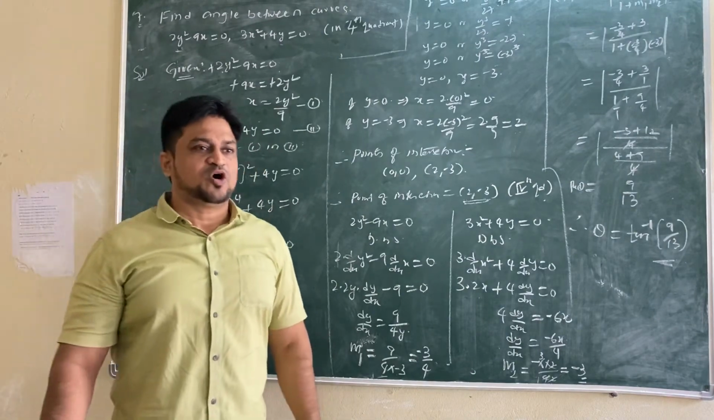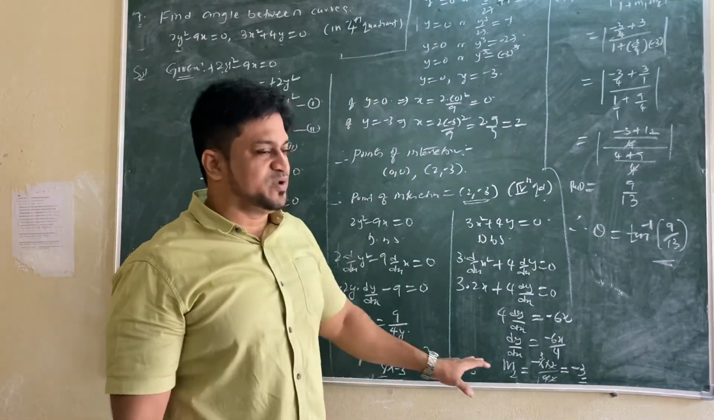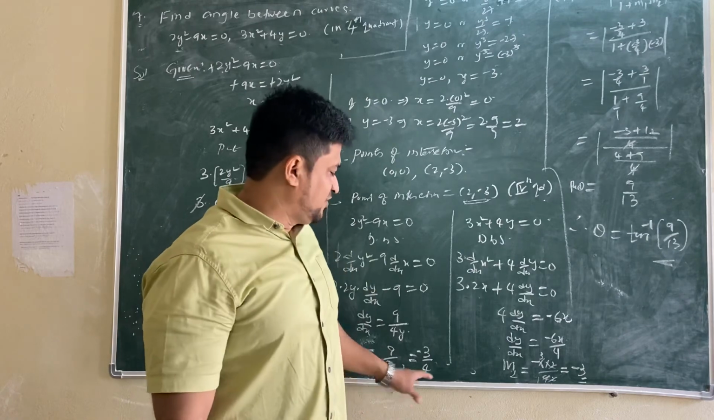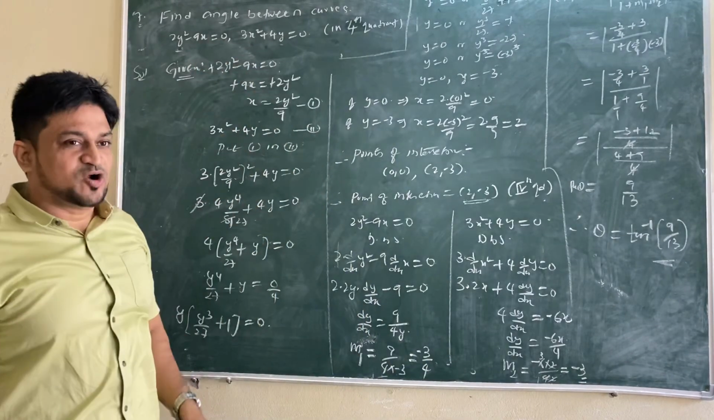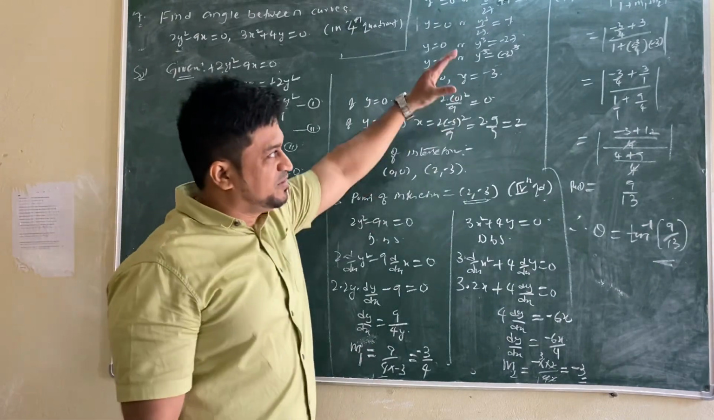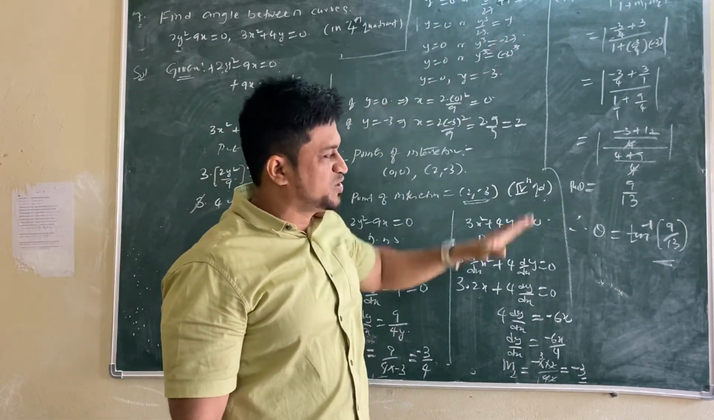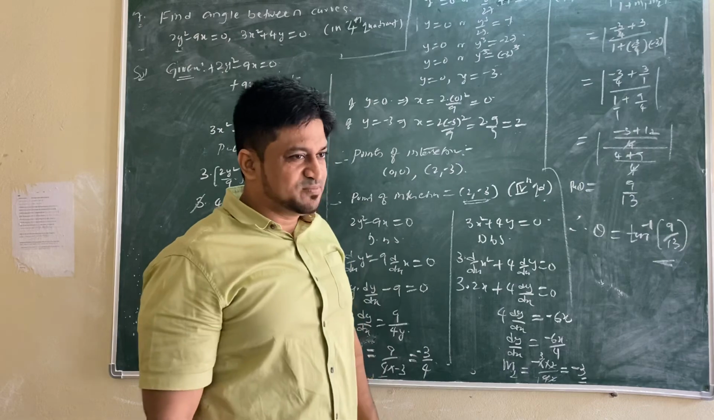Because we are not doing orthogonal part. Orthogonal means m1 into m2 equals to minus 1. Here we are not multiplying them. The reason is they are asking us to find the angle, not orthogonal. To find the angle, you have to remember the formula of angle. Tan theta equals to m1 minus m2. Practice 2 times, you will get this one.